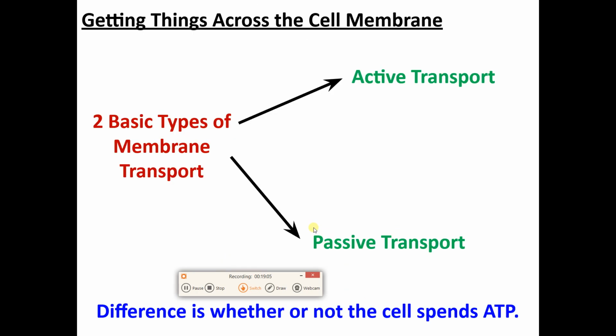Well, we're going to use membrane transport. And there's actually two big types of membrane transport. There's active transport, and that's where the cell spends ATP. ATP is our cellular energy, of course, and the cell is going to spend ATP in active transport. Then there's passive transport, where the cell is not spending ATP. So these are my two basic types of membrane transport.